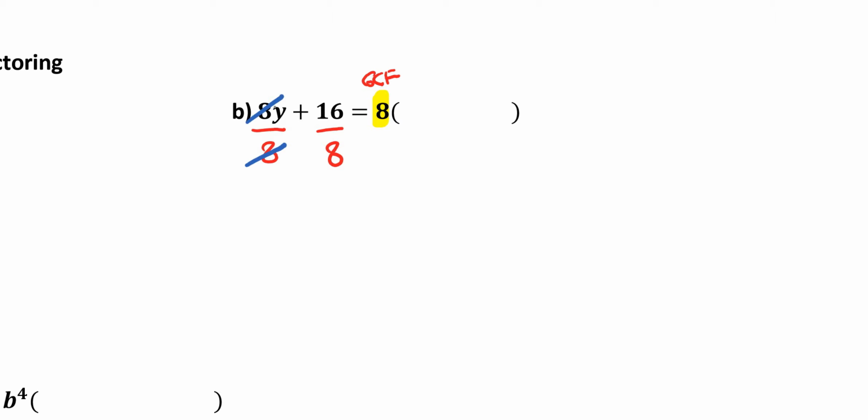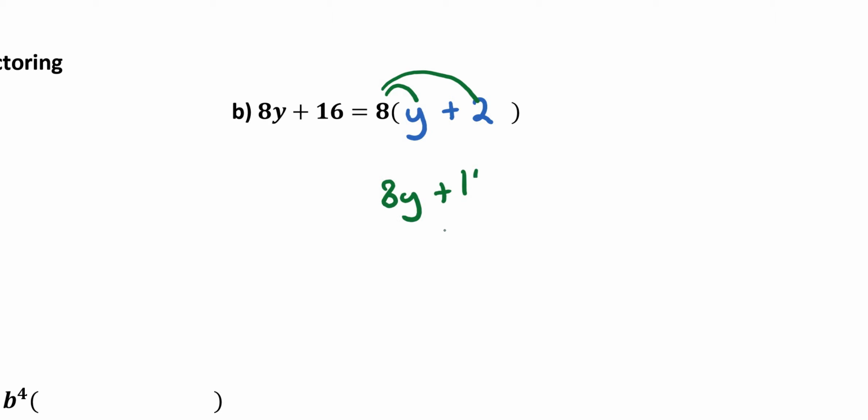The 8's cancel off, giving you a single y. So y would go in the bracket. And 16 divided by 8 is just 2. All right, so my answer is y plus 2. And once again, you can do a simple check by just distributing here. So 8 times y is 8y, and 8 times 2 is plus 16, which gives you that answer over there.